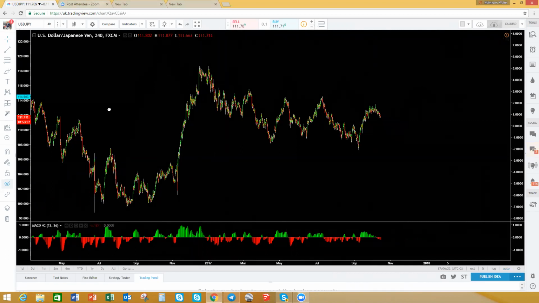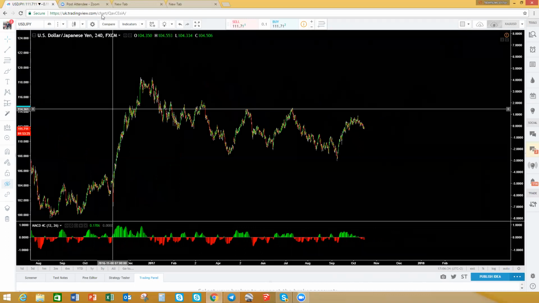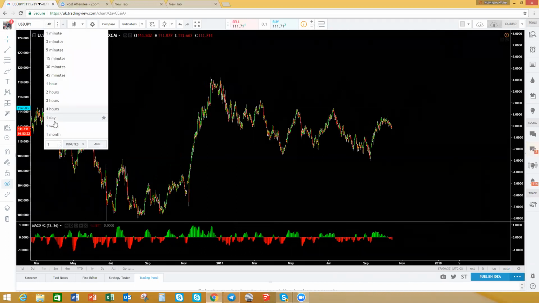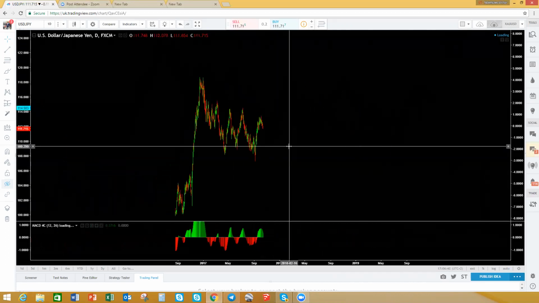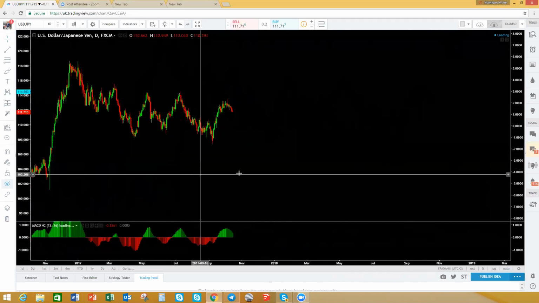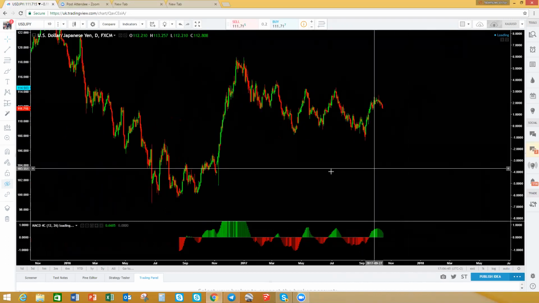Okay, so this is my 4-hour chart. I think it can clearly indicate. Let me go to the daily. I think the daily will be better. We'll come down to the lower time frame. So how does this chart look? How do we label this? What are you looking at here?